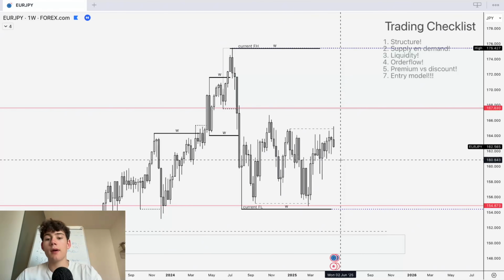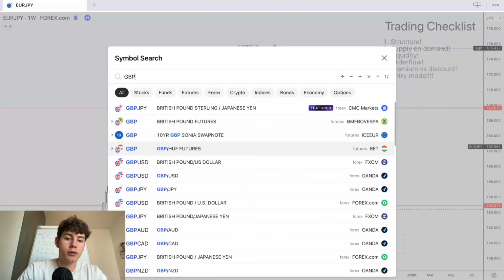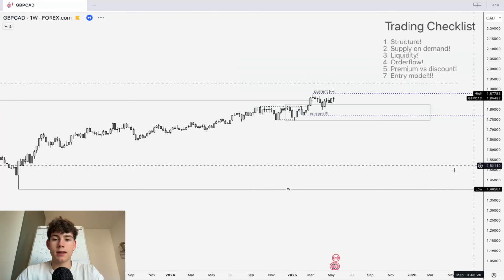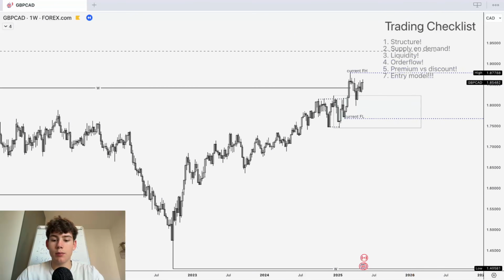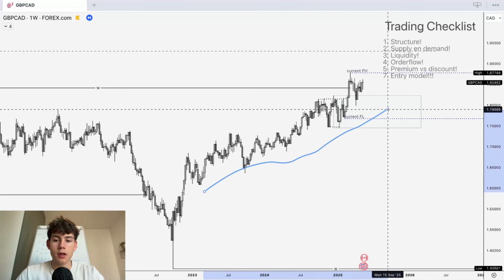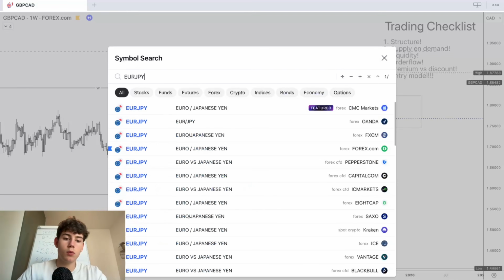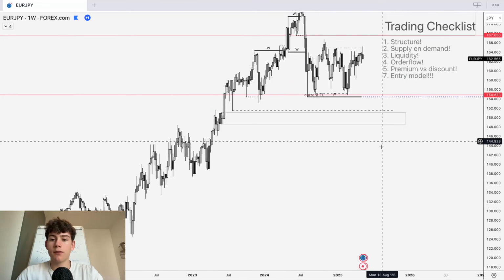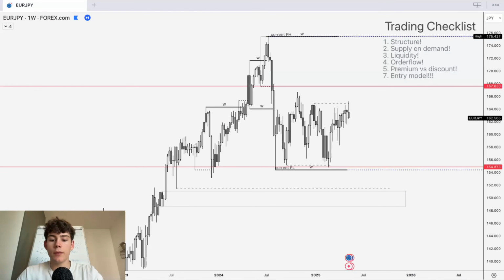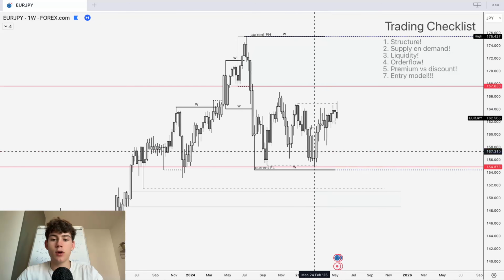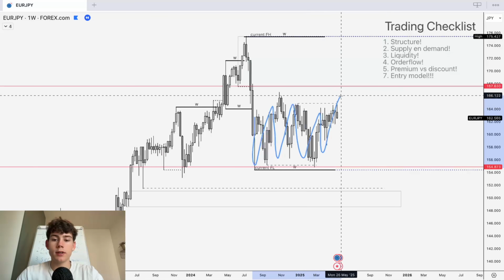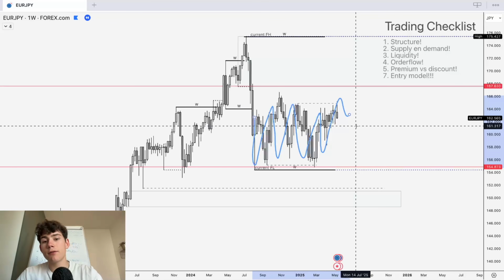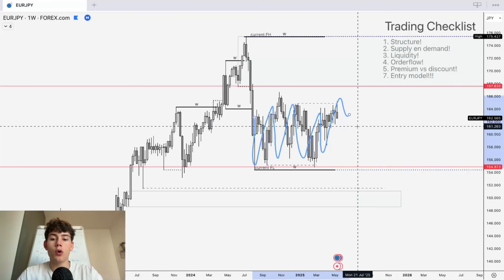Most of the time I don't use order flow on the weekly time frame unless it's very clear, such as this example on GBP CAD. As you can see, this over here is clearly bullish order flow. But on EURJPY, you can see that we're also kind of consolidating on the weekly, and I'm also going to say on the daily as well. You can see we are just moving sideways. So on those higher time frames, you won't really have order flow.